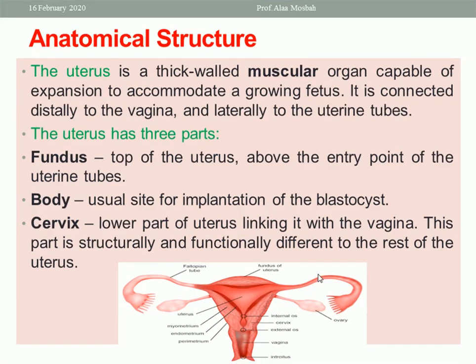Let us start with the anatomical structure. The uterus is a thick-walled muscular organ capable of expansion to accommodate a growing fetus. It is connected distally to the vagina and laterally to the uterine tubes on both sides. The uterus has three parts: fundus, body, and the cervix. The cervix, the lower part of the uterus, links it with the vagina. This part is structurally and functionally different from the rest of the uterus.